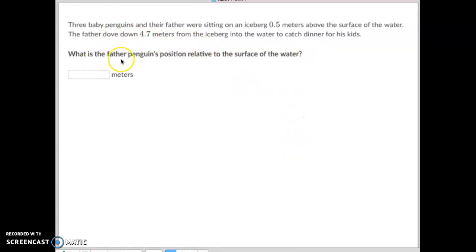Okay, what is the position of the father relative to the surface of the water? So where is the father? After he dives from here down 4.7, where is he? Well, he's at a -4.2 or underwater by 4.2 meters. Not very difficult there either, guys.